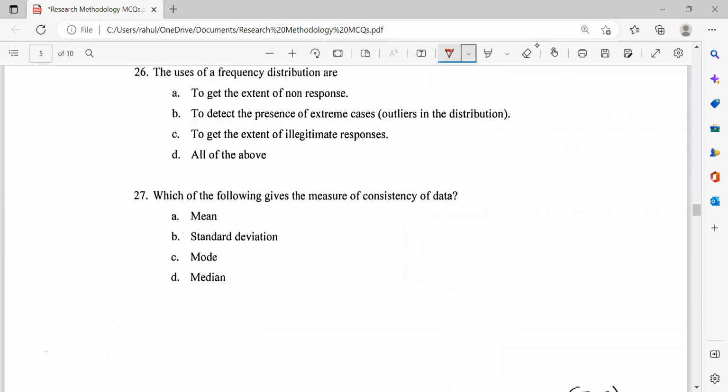Question number 26. The uses of frequency distribution: to get an extent of non-response, to detect the presence of extreme cases, to get the extent of illegitimate responses. So we can use the frequency distribution in all these three steps. Question number 27. Which of the following gives the measure of consistency of data? Consistency. Okay, standard deviation. Standard deviation will give you consistency over the mean. So option B is correct.